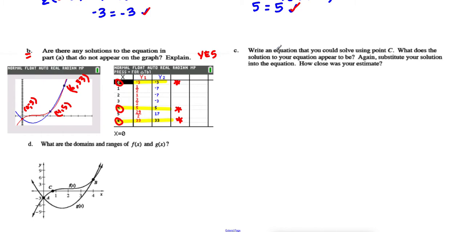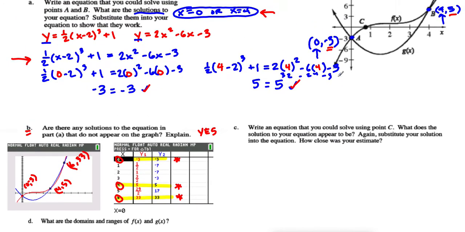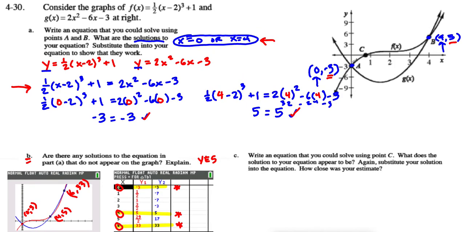Now, letter C says, write an equation that you could solve using point C. What does the solution to your equation appear to be? Again, substitute your solution into the equation. How close was your estimate? Let's move up to our graph so we can see it again. So right now we're talking about point C here.